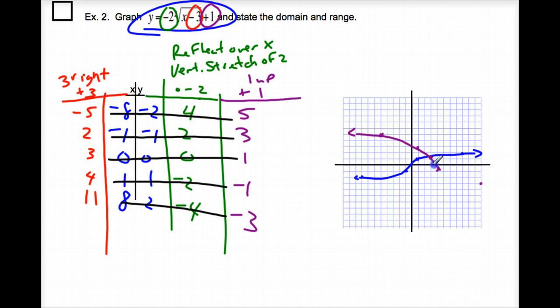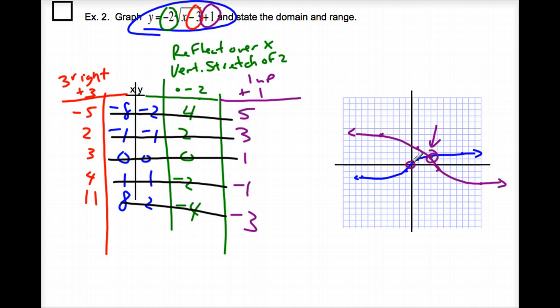Still the same shape, but it's been flipped over. That was a negative, and then it's a little bit taller because of that vertical stretch. And then the 3 right and 1 up moved your center point here. There's your center point right there. That's at 3, 1. It used to be at 0, 0.